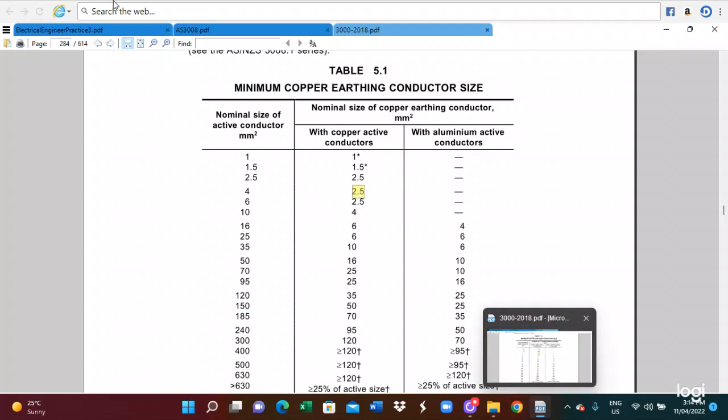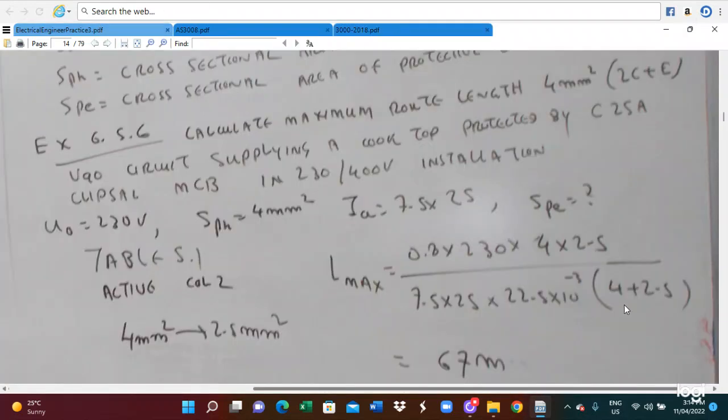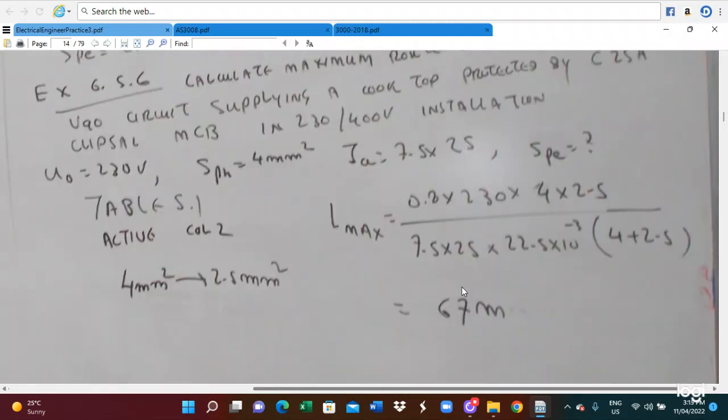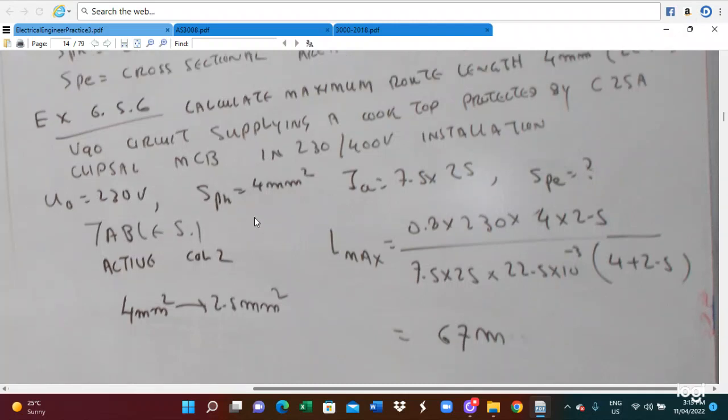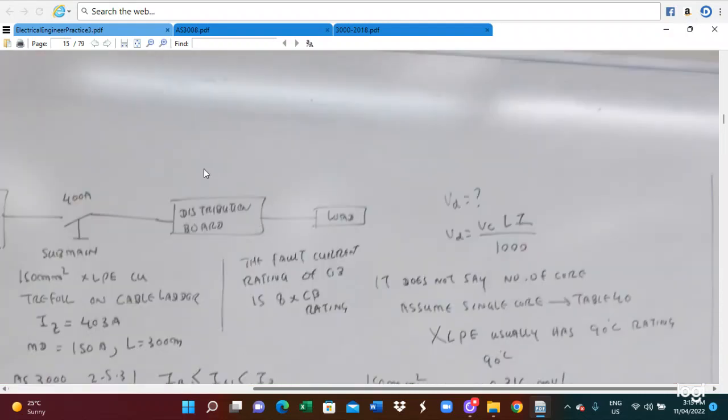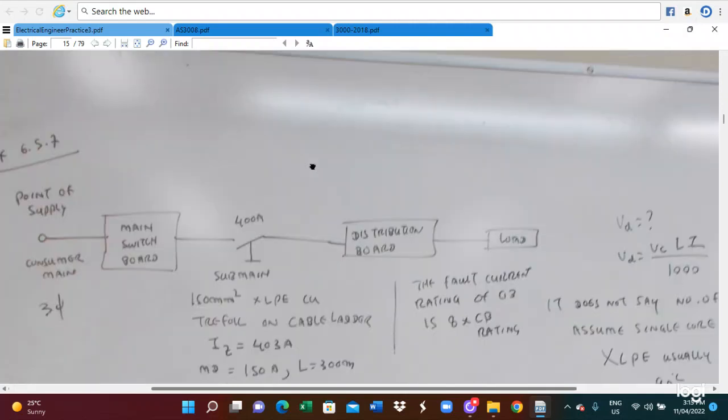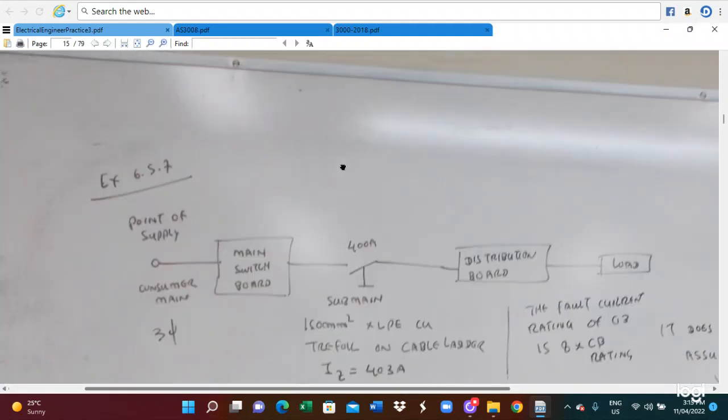Therefore, in this formula we substitute 2.5 in place of SPE and 4 in place of SPH. Then we calculate 67 meter. So the maximum length of the cable should be 67 meter. You should not draw it more than 67 meter. If you did, it will overheat the cable, and also it will not protect against earth faults. The protection will not be working.